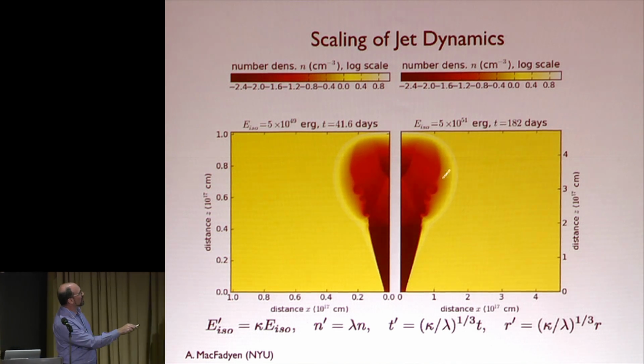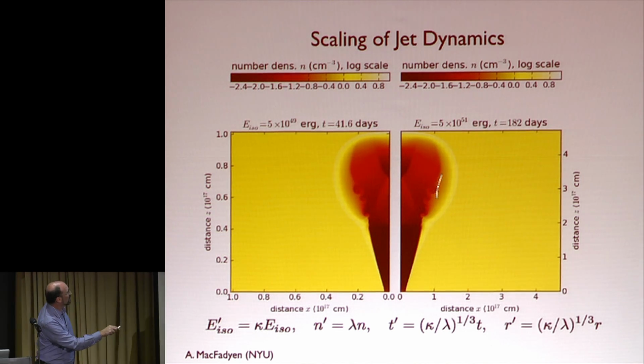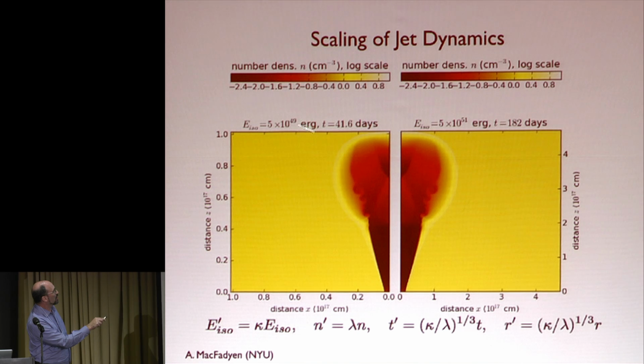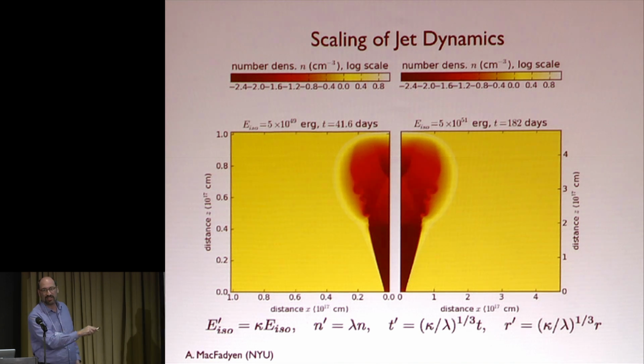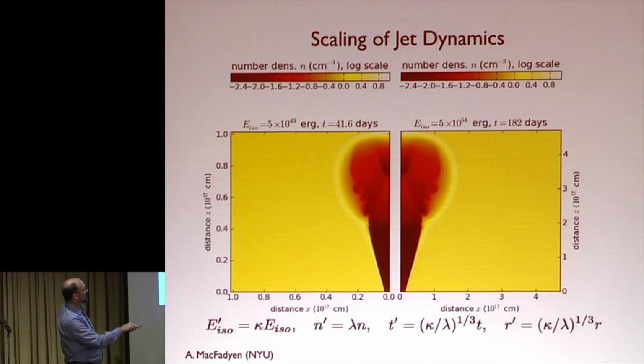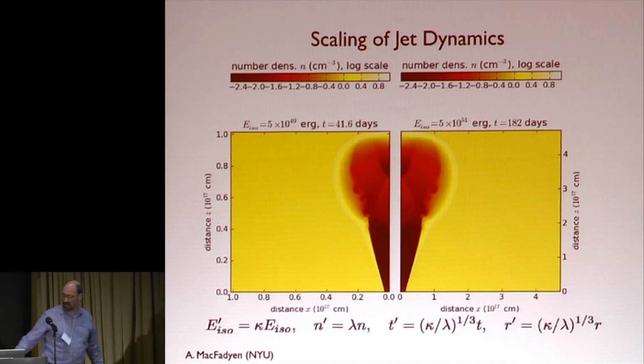Because this one, we did at 5 times 10 to the 51 ergs. We did this one thinking we needed to cover all of energy space, but we didn't. We just need to rescale space and time. And you can see every single wiggle is the same. So one jet simulation can be scaled around dynamically.